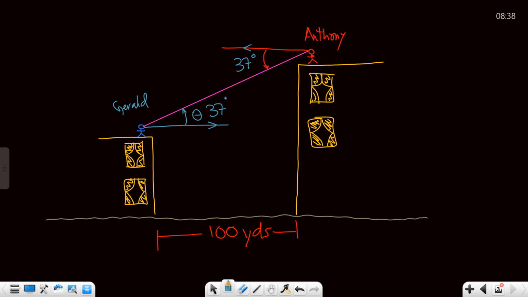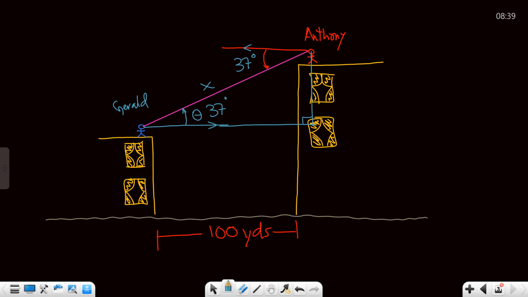We'd like to know how far is it from Gerald to Anthony? I said 100, right? Horizontally, yes, but we'd like to know how long that pink segment is. So I need a variable, I'll call this x, and we're going to calculate x. Notice I don't have a right triangle yet, so I'm going to make a right triangle at some point. But you have two different triangles to work with. You can either work with the triangle from Gerald, or you can work with the triangle from Anthony. Which one do you prefer? Gerald. All right, so we're going to make a triangle from Gerald to Anthony.